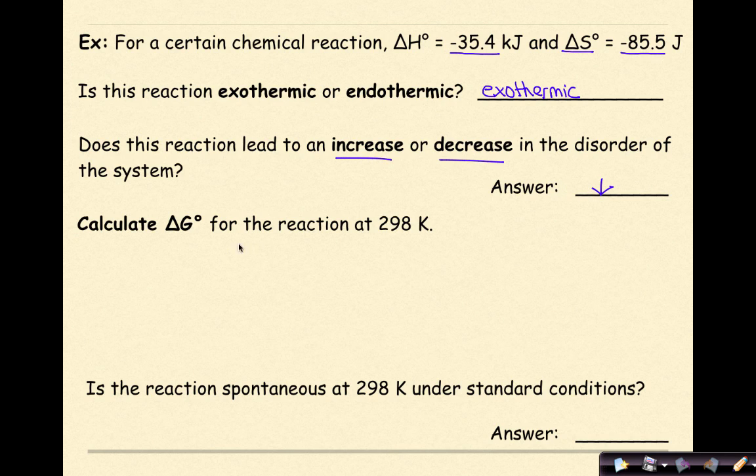Let's see how that plays out when we calculate our delta G at standard state for the reaction at 298 K. Again, the first thing that we need to do is convert our negative 85.5 joules into kilojoules, because we know that delta G is recorded in kilojoules, so 1,000 joules is equal to 1 kilojoule, and joules cancel joules, so our resulting answer here will be negative 0.0855 kilojoules.